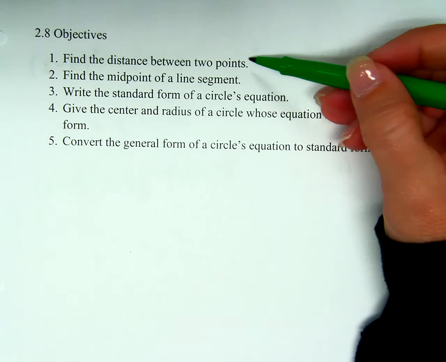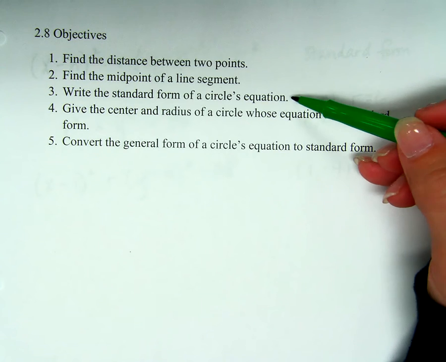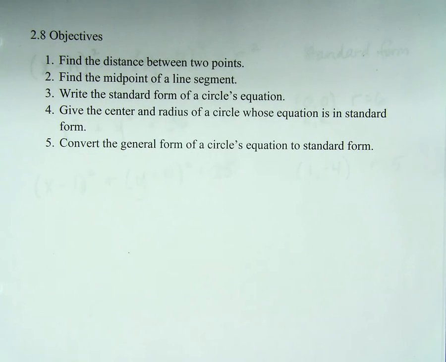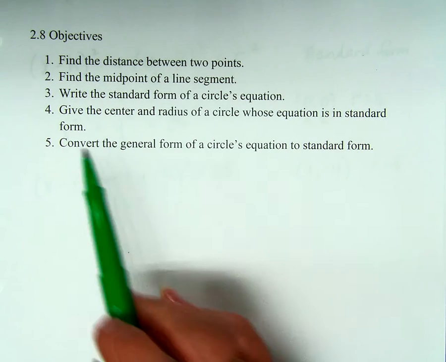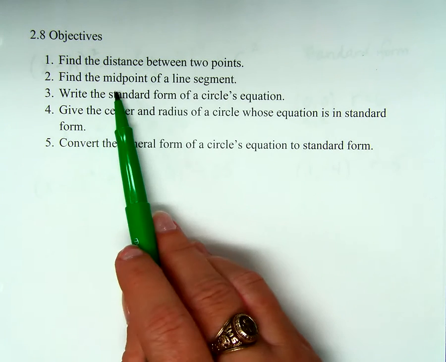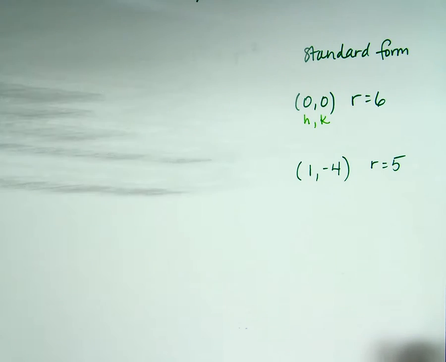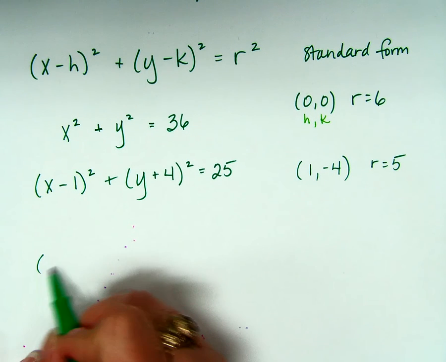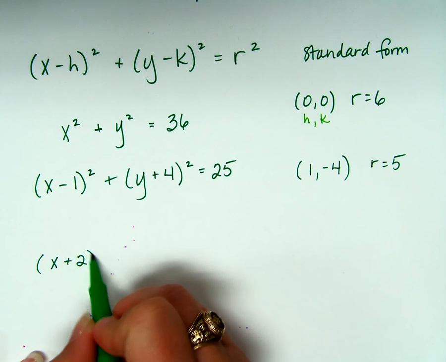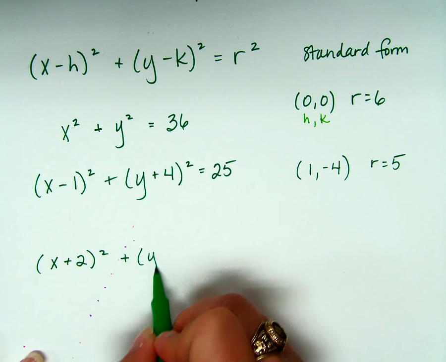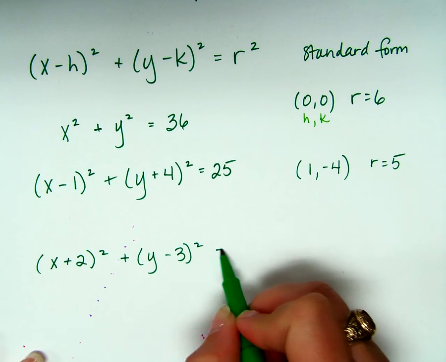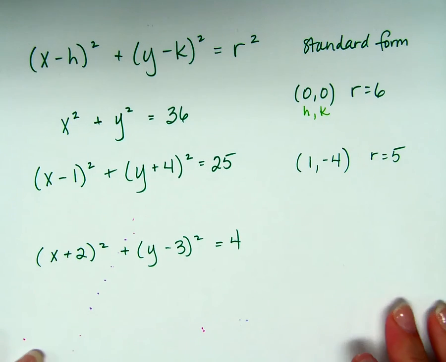So we took care of the distance formula. We took care of midpoint. We took care of number 3, write a standard form of a circle's equation. Now, number 4 is pretty much backwards of number 3. It says, give the center and radius of a circle whose equation is in standard form. So if I give you this, x plus 2 squared plus y minus 3 squared equals 4, can you tell me the center?